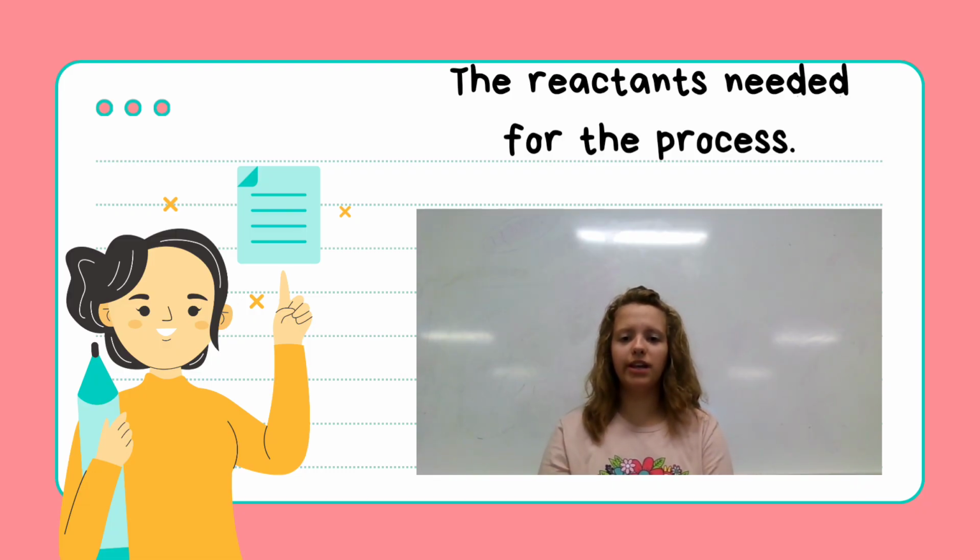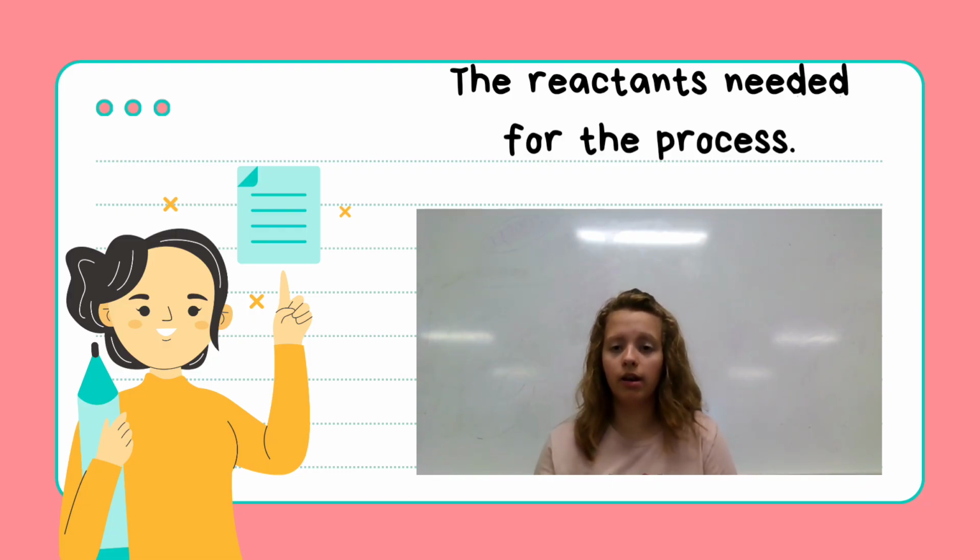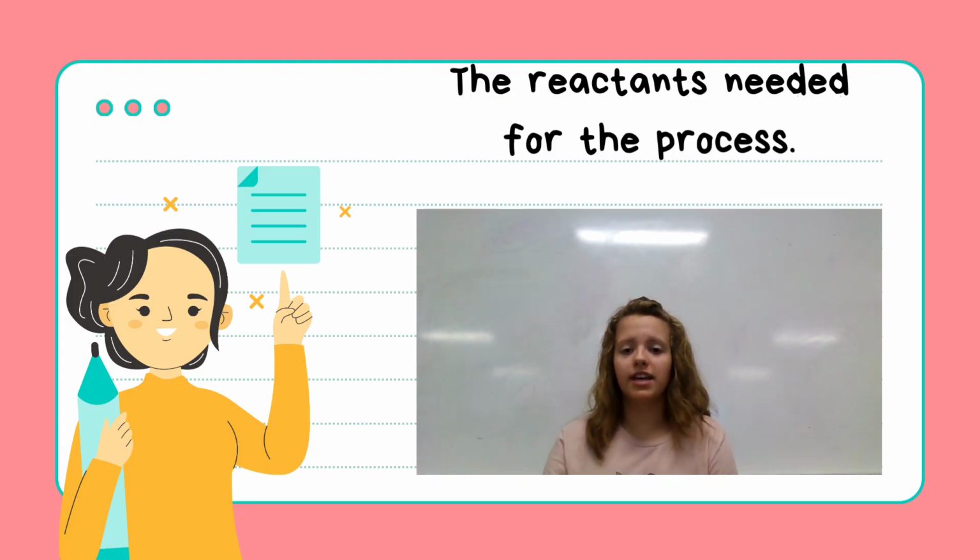What are the reactants for it? Well, the primary reactants needed for aerobic cellular respiration are glucose, aka sugar, and oxygen. Glucose provides the energy-rich fuel, while oxygen acts as the electron acceptor in the process, allowing for effective production of ATP, the cell's usable energy currency, along with byproducts of carbon dioxide and water.